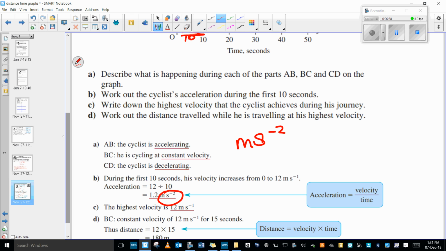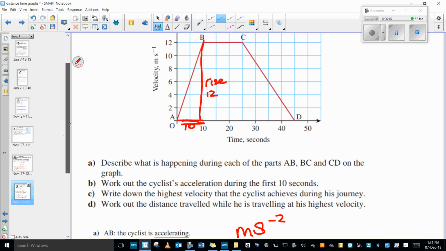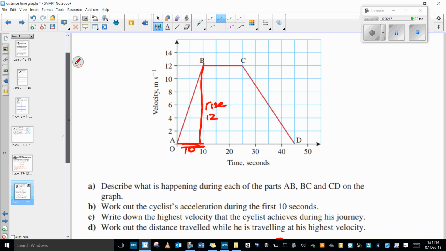Write down the highest velocity that the cyclist achieves during his journey. The highest velocity would totally be 12.